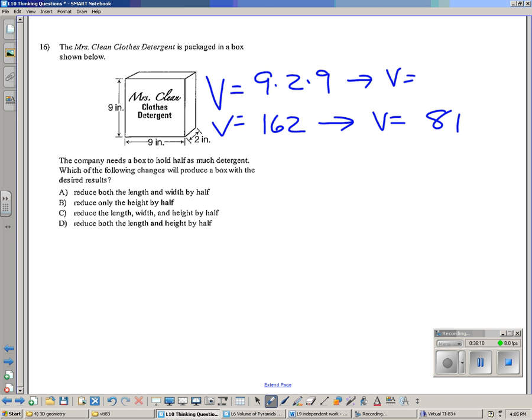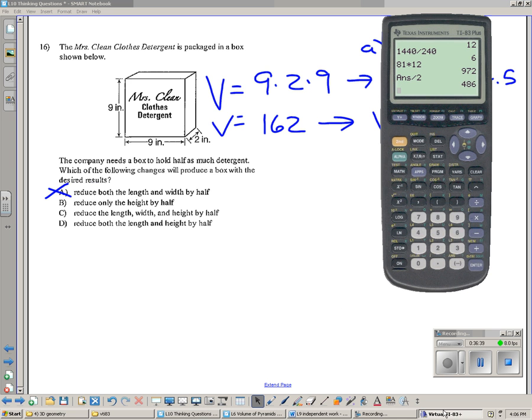So the first choice A says, reduce the length and the width by half. So half of 9 is 4.5. Half of 2 is 1 times 9. If you do 4.5 times 1 times 9, you do not get 81. So choice A is out. Choice B, let's see what happens. Reduce only the height by half. So only the height by half becomes 9 becoming 4.5, and the other dimension staying the same. So we do 9 times 2 times 4.5.